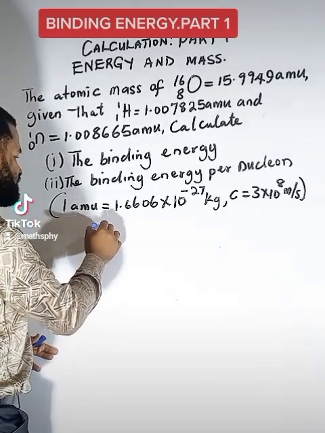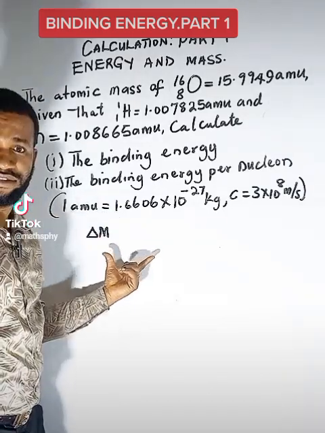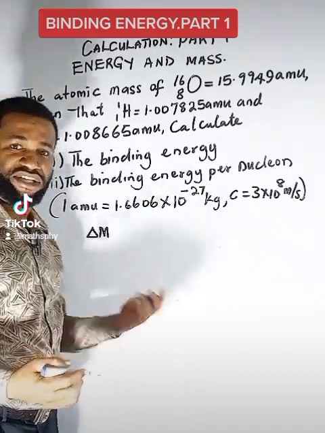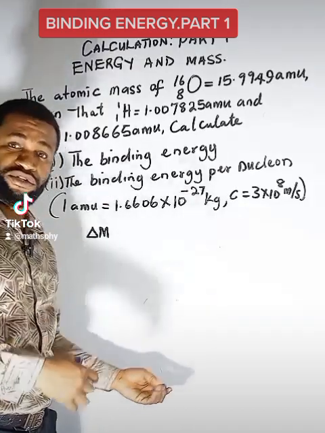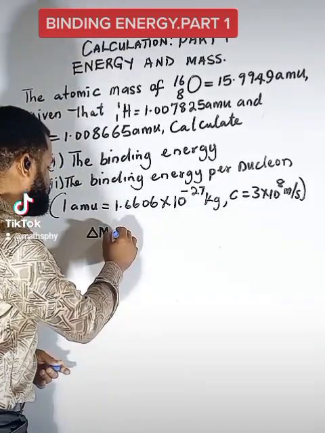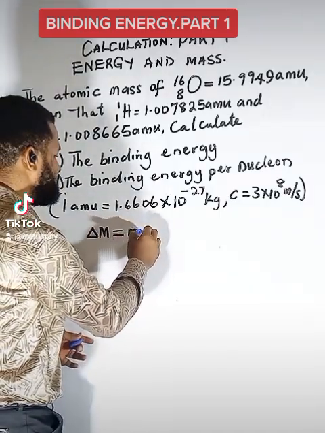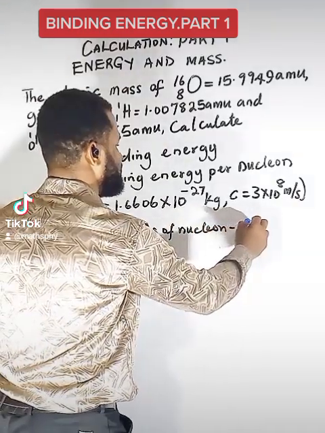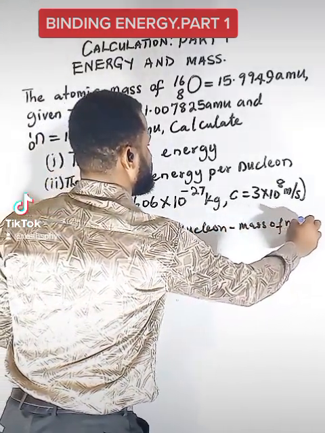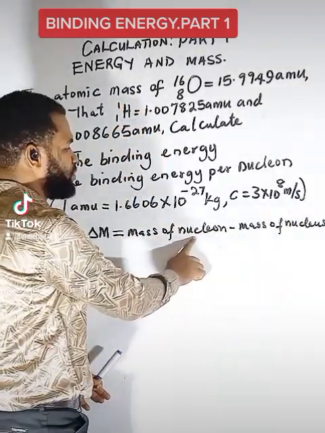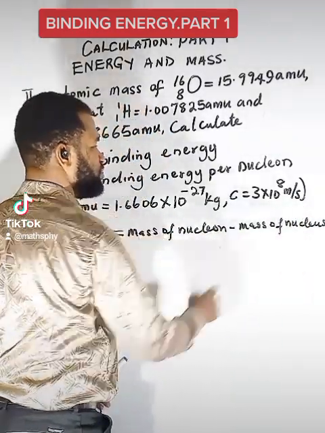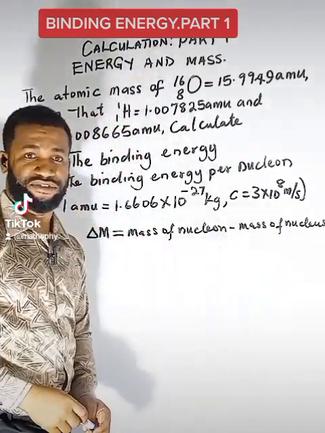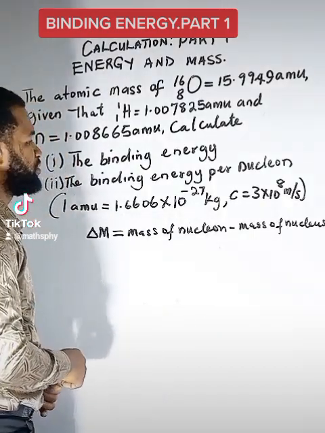This is called mass defect. The mass defect is the difference between the mass of the nucleons and the mass of the nucleus. So the mass defect is given as mass of nucleon minus mass of nucleus. What is the mass of nucleon, and what is the mass of nucleus? So we have to find the mass of nucleus.